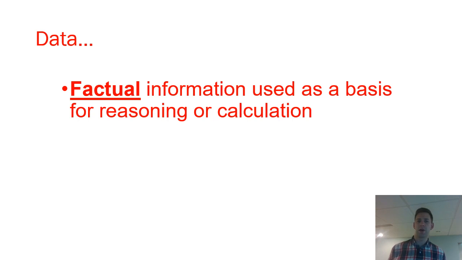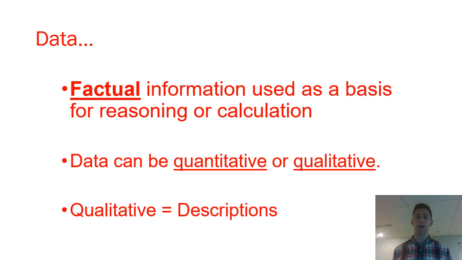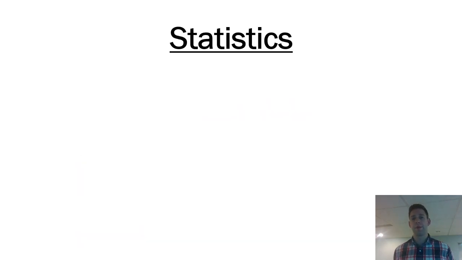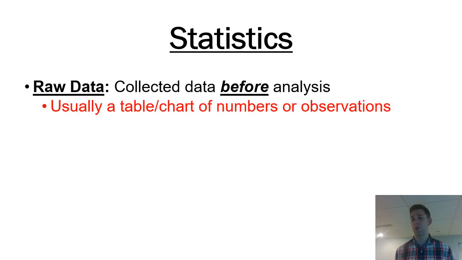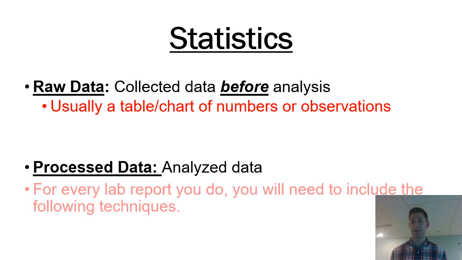So quick review on data. Data is any factual information that is used for reasoning or for calculation. This is review from last notes, but data can be both qualitative or quantitative. Both can be extremely useful. Now, statistically, we can put data in 2 different categories. Data that has yet to be processed is considered raw data, whereas data that has been analyzed or statistically processed, we simply call that processed data.